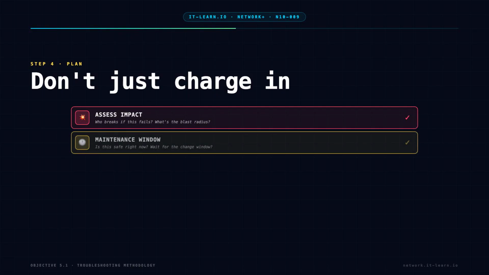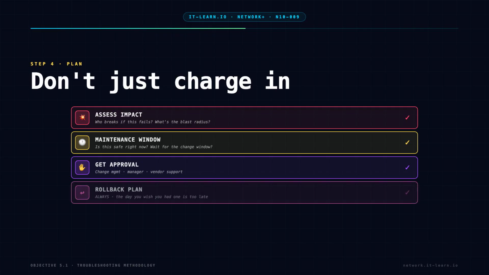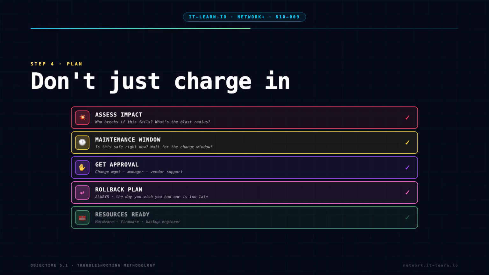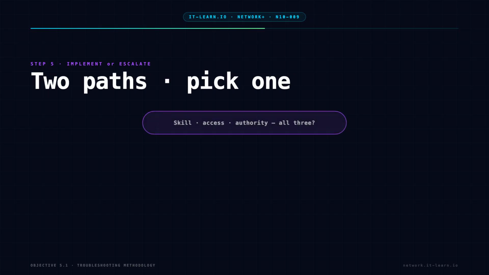Step 5. Implement the solution or escalate. 2 paths, pick one. If it is within your skill, your access, and your authority, fix it. If it is not, escalate. The smart move is escalating early when you know you are out of your depth, not 3 hours in after you have made the problem worse. When you escalate, hand over a complete package. Symptoms, theories tested, logs, configurations. The harder you make it for the next engineer to ask, what did you already try? The slower the resolution. Good documentation does not just save your time, it saves theirs.